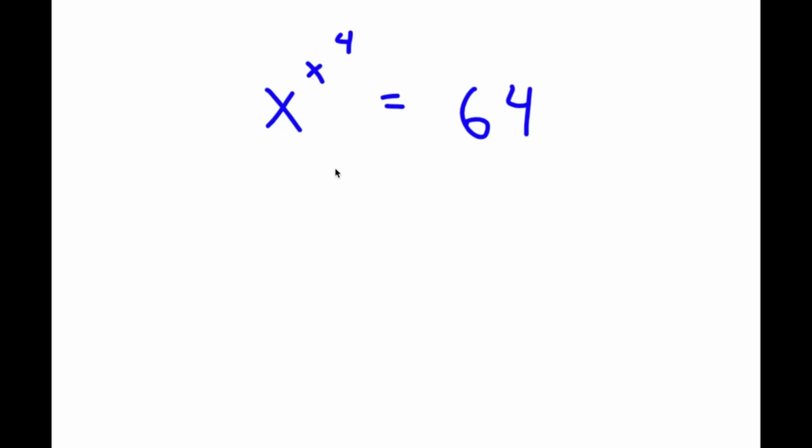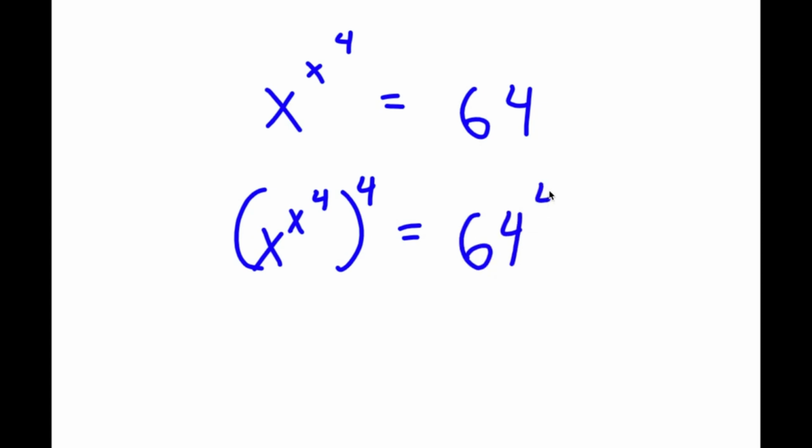Alright, so for this problem, I have x to the power of x to the power of 4 is equal to 64. So now to solve this problem, I'm going to first start by taking the power of 4 on both sides. So now I have x to the power of x to the power of 4, to the power of 4, is equal to 64 to the power of 4.